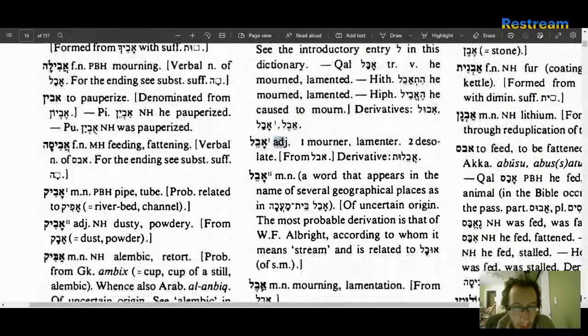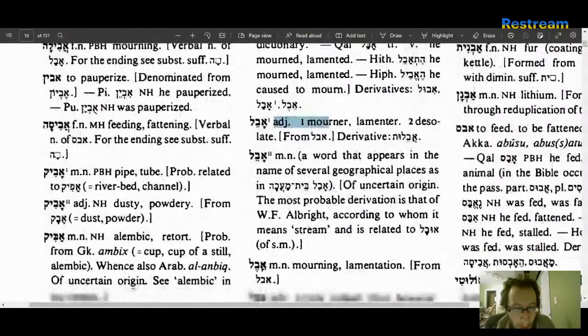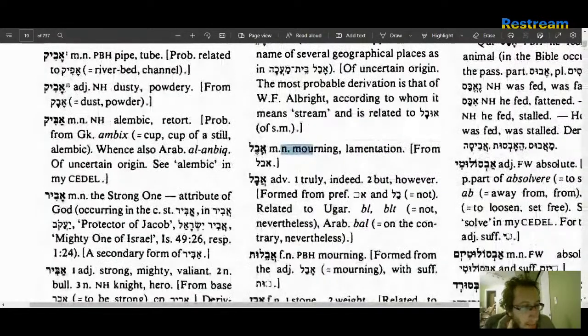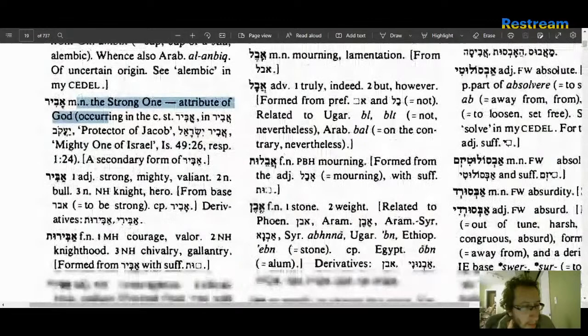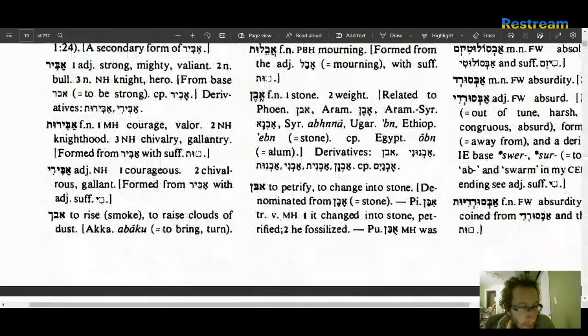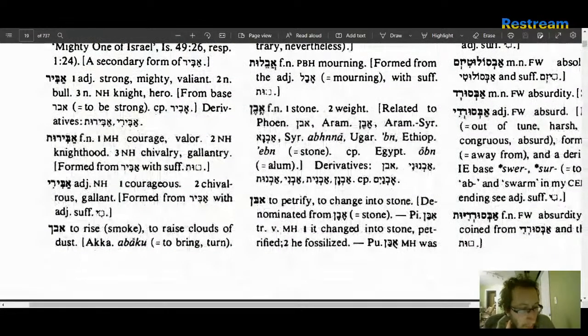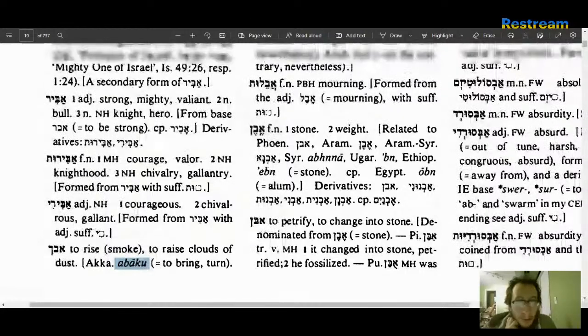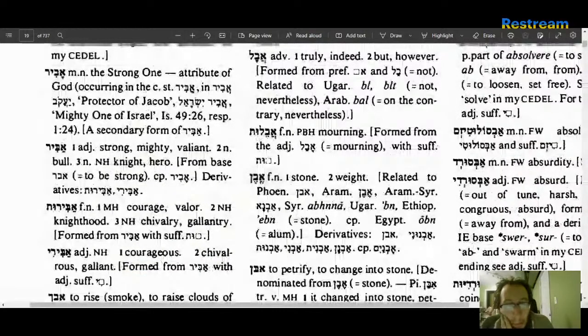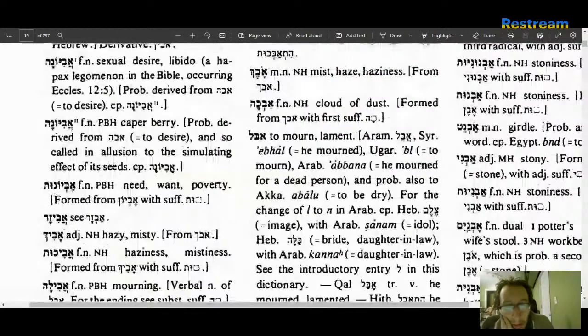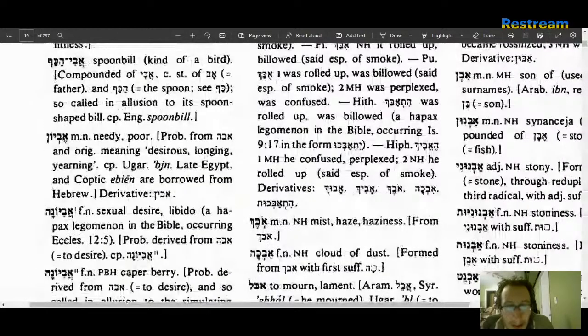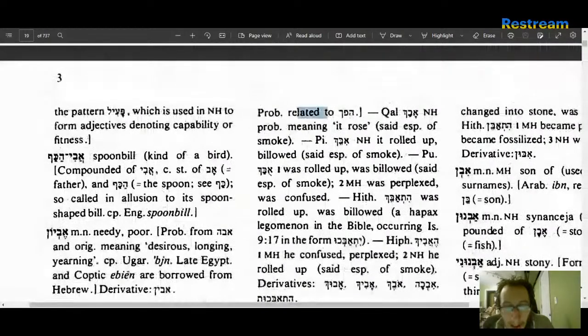Yeah, so here's a ball, which is mourning, straw, beer. So these are all the same words. Abak, for the dust to raise clouds of dust. Here we have the abak, which means bring or to turn. So they say it's probably related to epoch with a hay. Interesting.